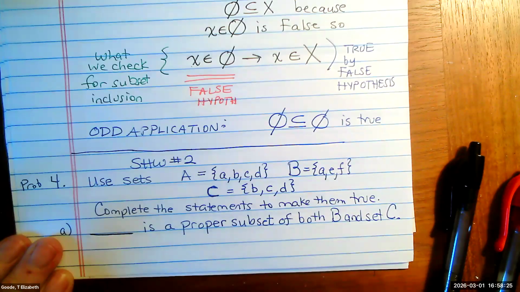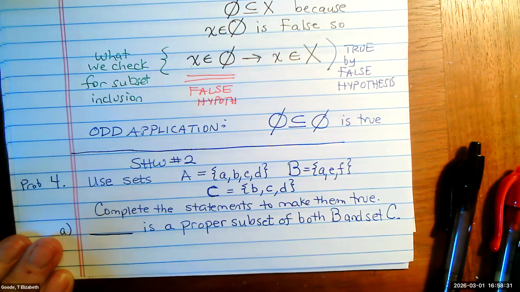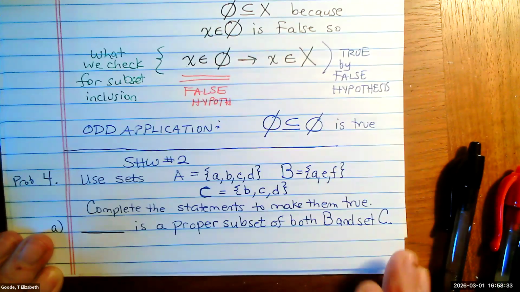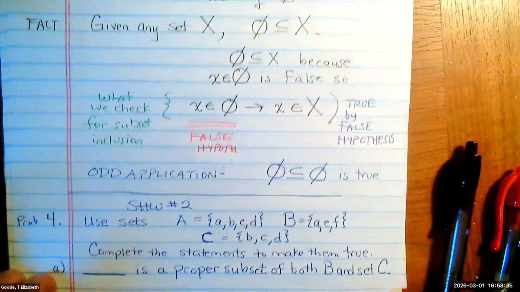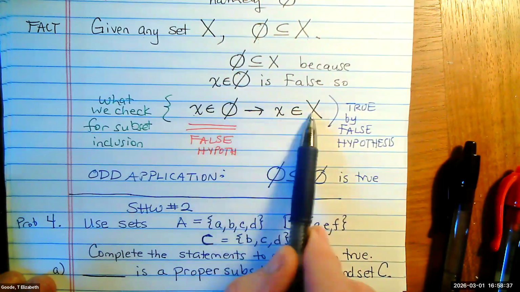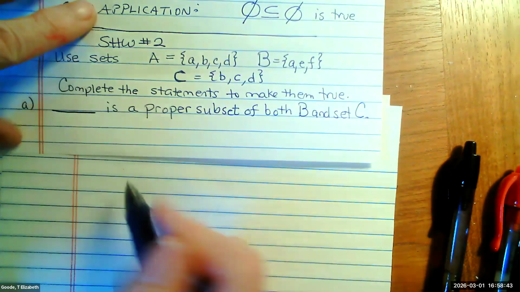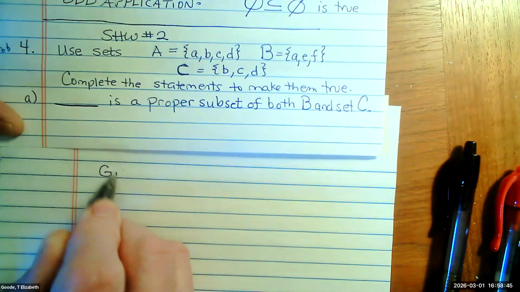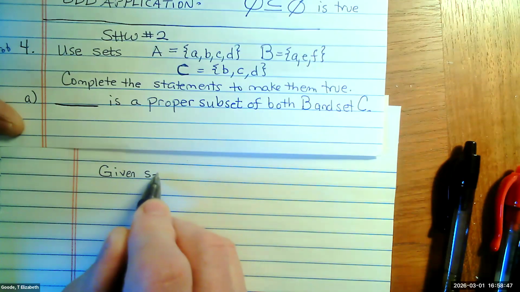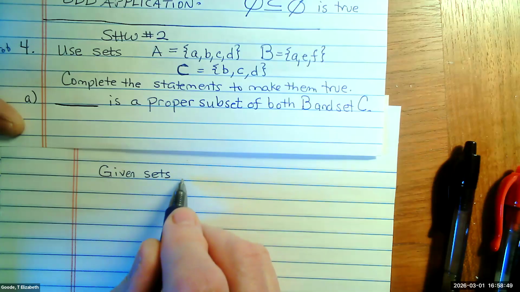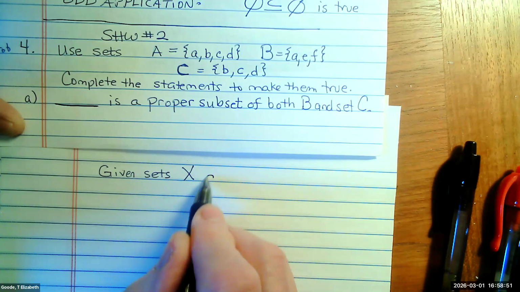Subset of. I'm just trying to get back to Zoom so I can make sure you can see what I'm writing. Subset of is this sort of definition. In fact, the general definition of subset of, if we're given sets, let's call them X and Y.